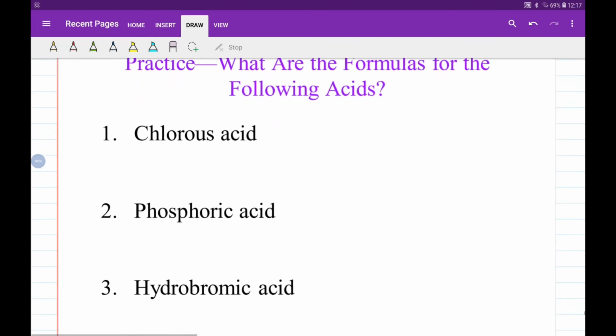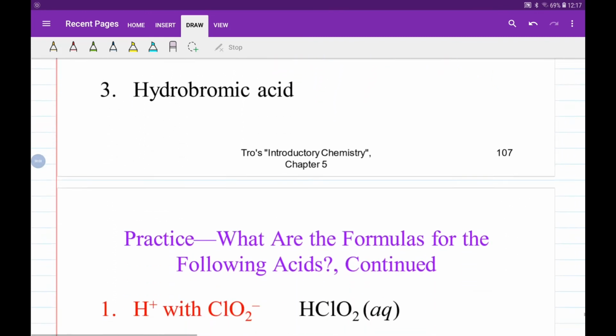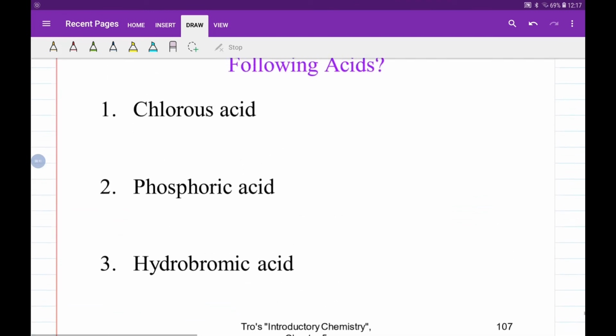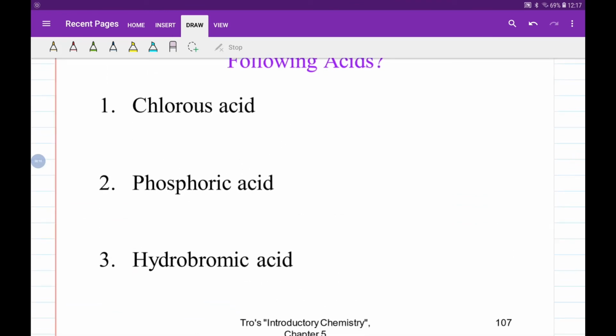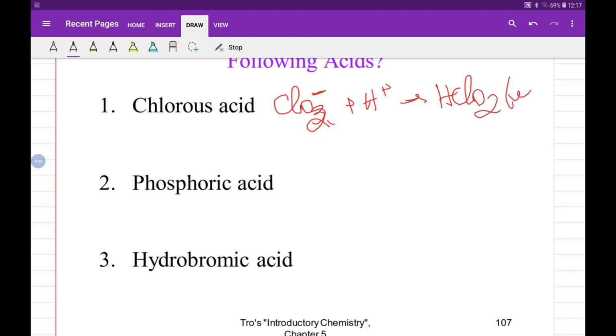All right, let's take a look at some more examples. So for chlorous acid, no hydro, it's a polyatomic ion, ends with OUS. That means the polyatomic ion is ClO2 right here, not 3. ClO2, -1. That means I need only 1 H plus. The formula will be HClO2 aqueous.